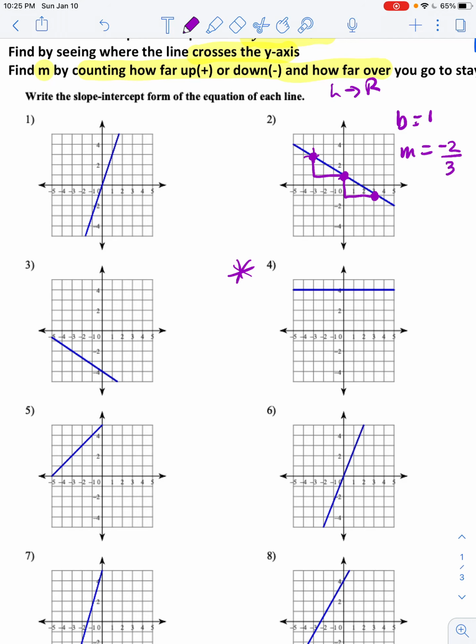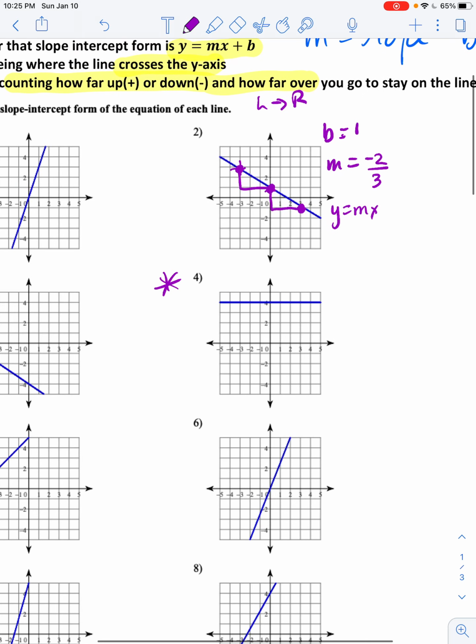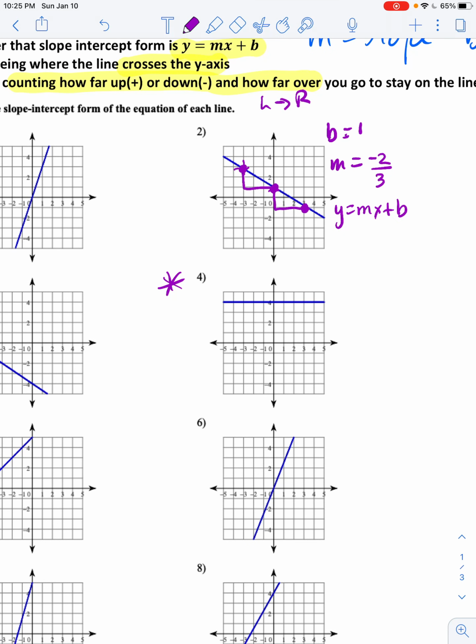So I'm trying to write my equation in y equals mx plus b form. I simply take my m, which is negative 2/3, put it in front of an x, and then add 1.